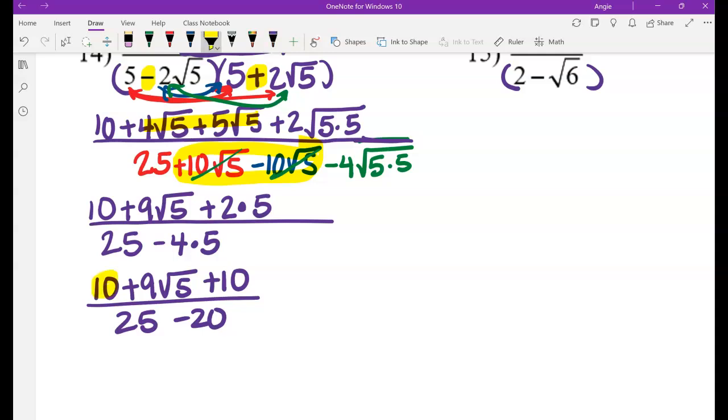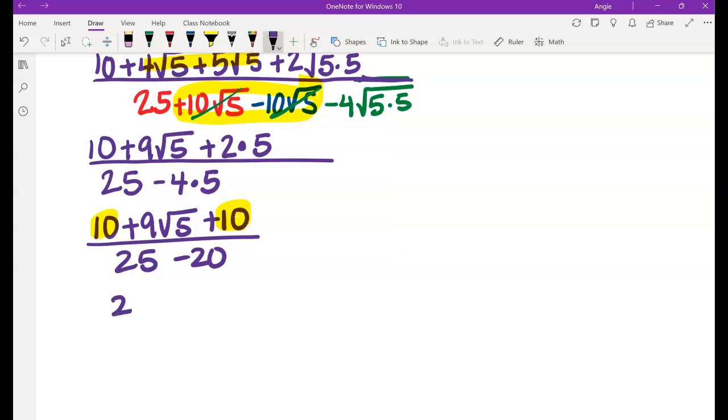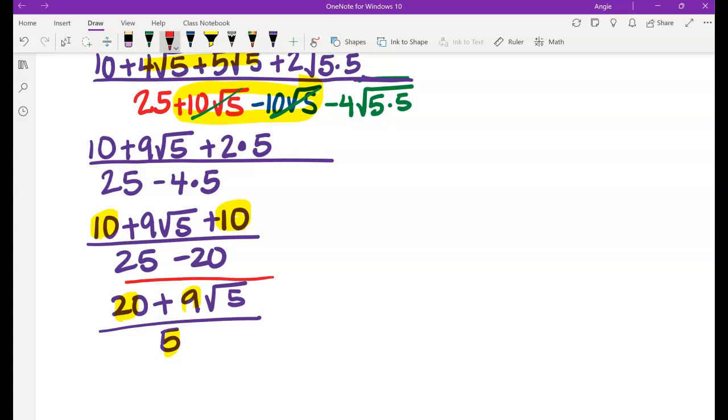Yes, you would need to simplify as much as possible. That will give us 20 on the top. 20 plus 9 rad 5, and the denominator, this is going to say 5 because that's what 25 take away 20 is. We can't really simplify anymore because if we look at the numerators here, those cannot be reduced. And so we are going to box this up, okay?